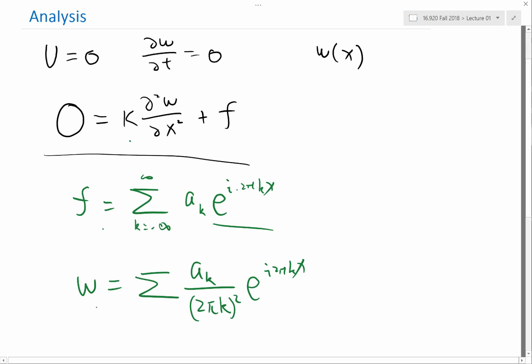Oh, and kappa, yes, thank you. The higher the frequency of the signal, the larger the ratio is between f and w, right? That's why w is going to be smoother. So that's the elliptic equation.